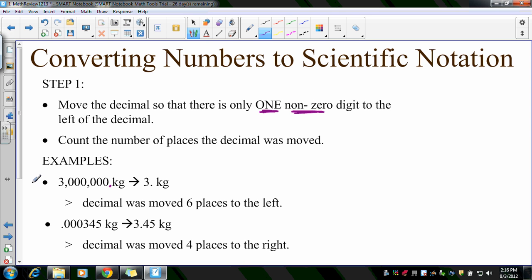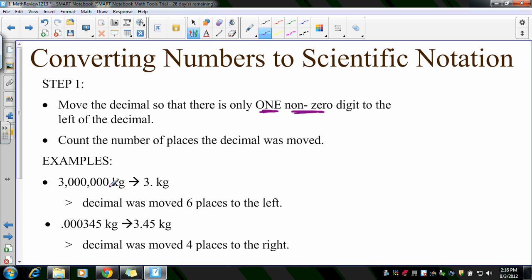So our first non-zero going from left to right is 3. Happens to be the only non-zero. So what we need to do is make this 3 million a 3. Now, is 3 million and 3 the same? No. If you owed someone $3 million and you gave them $3, they would not be very happy. But that's step 2. We're going to talk about what we do with all of these zeros.